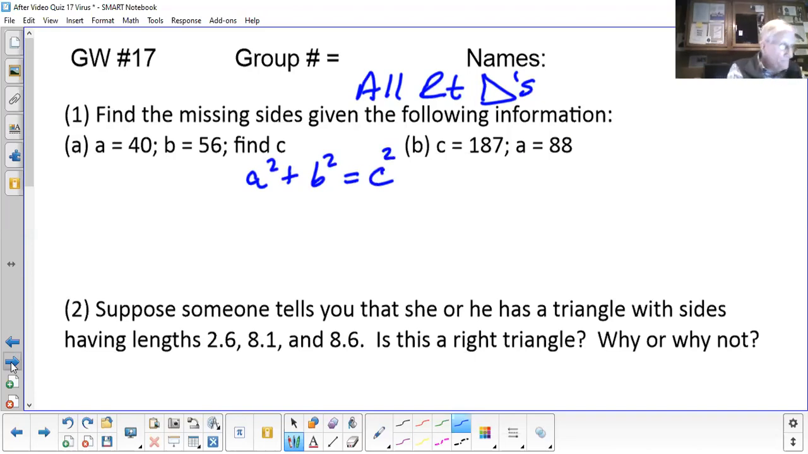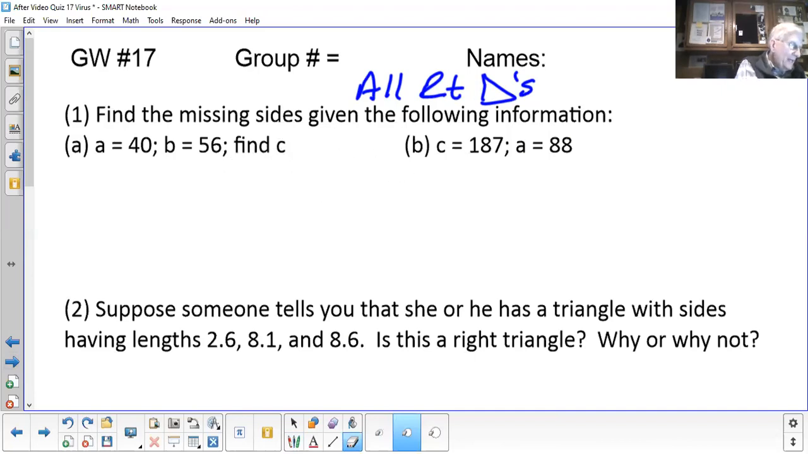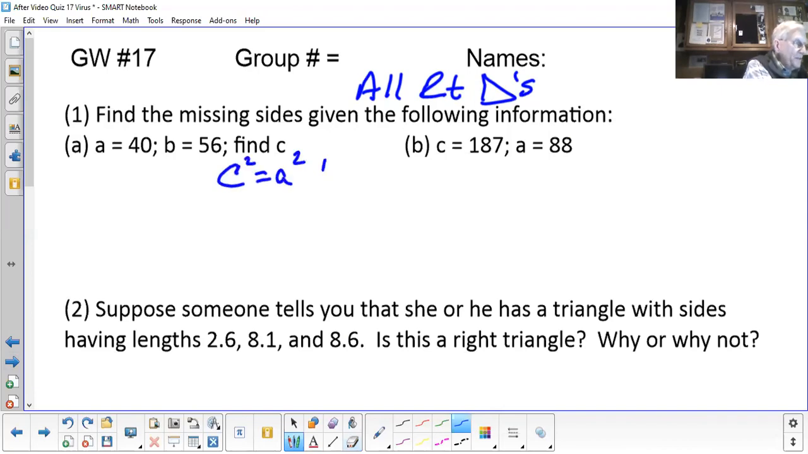But at any rate, I'm going to write the formula a squared plus b squared equals c squared. Well, wait a minute. I'm missing c, right? So I might have written the formula the other way. So I think I'm going to do that. I'm going to erase this, and I'm going to go back and write the formula. Since I'm missing c, I'm going to write it this way.